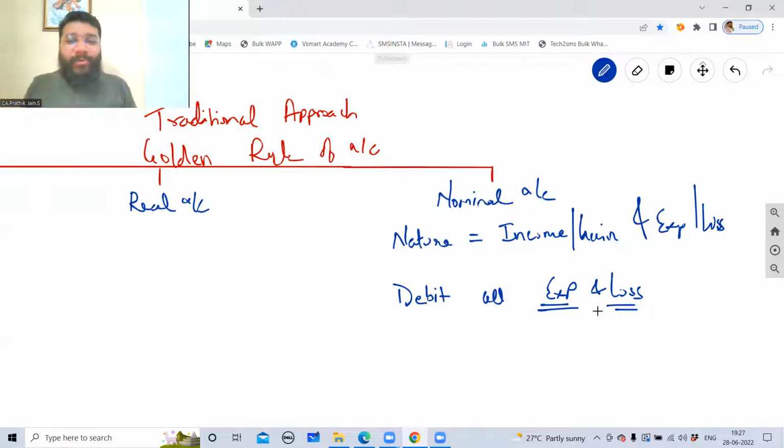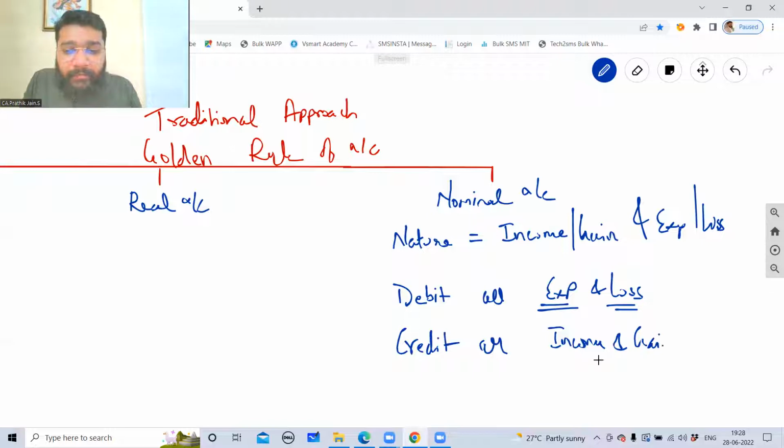Okay. So all those who are in the nature of expense and loss, you have to wear a common jersey by name debit. And all those who are in the nature of income and gain, you will be crediting yourself. So credit all income and gain. So if you are income and gain, you will be crediting yourself.